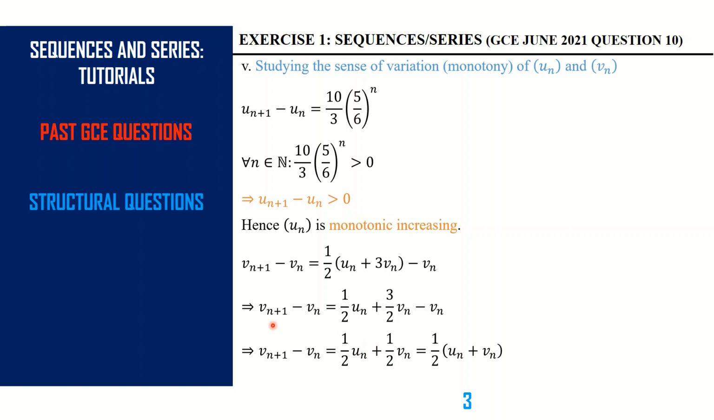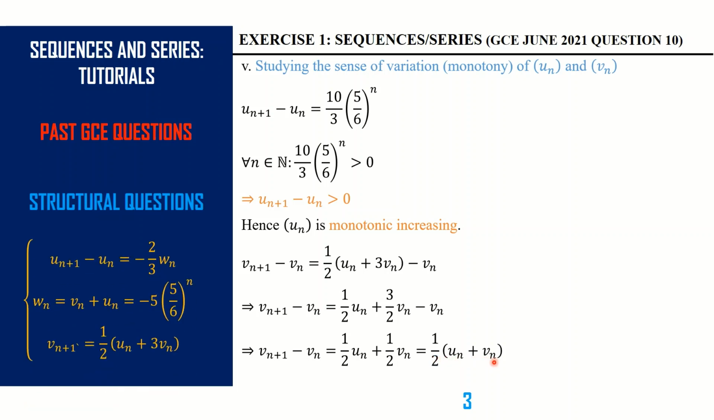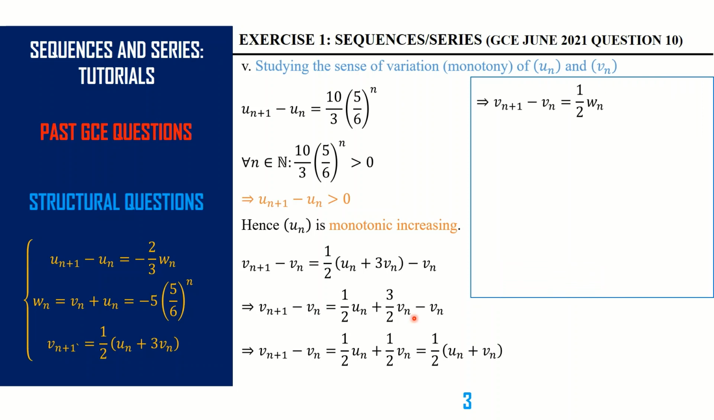So we have Vn plus 1 minus Vn to be half Un plus half Vn, which is half into Un plus Vn. But what is Un plus Vn? It is Wn. Un plus Vn is Wn. It means that Vn plus 1 minus Vn is equal to half of Wn, since Un plus Vn is Wn. Alright, what do we know about Wn?